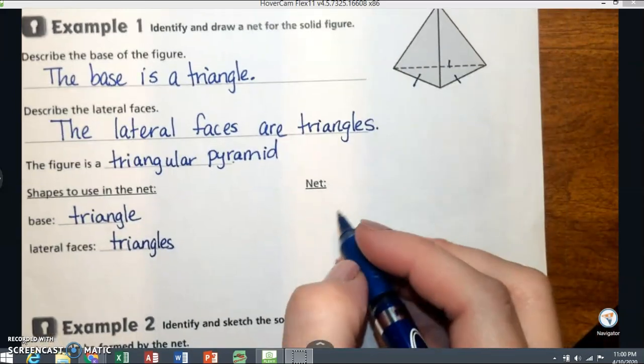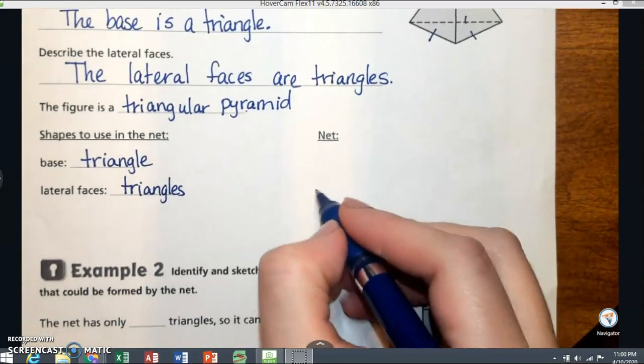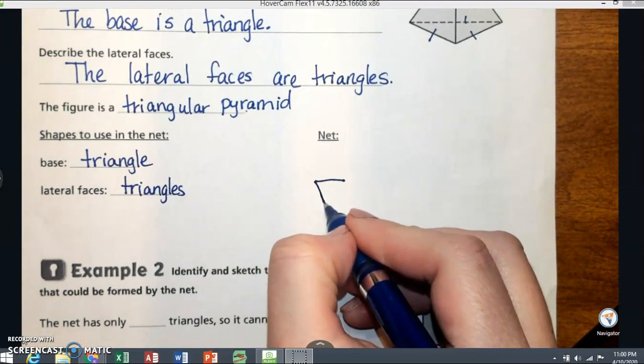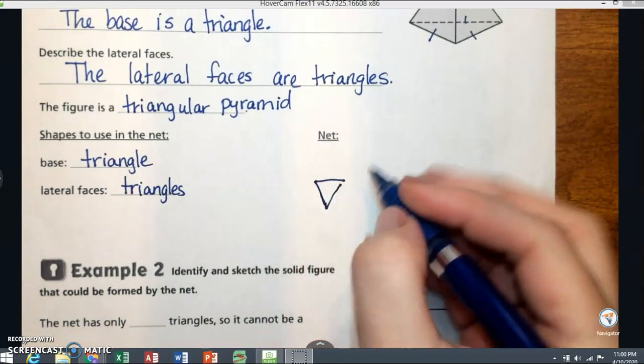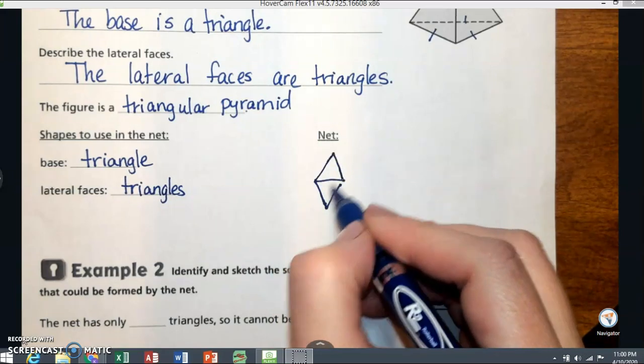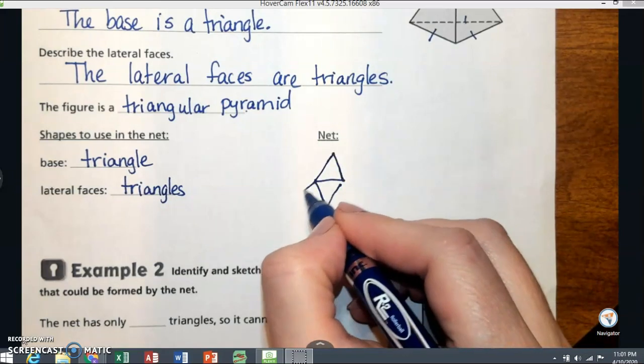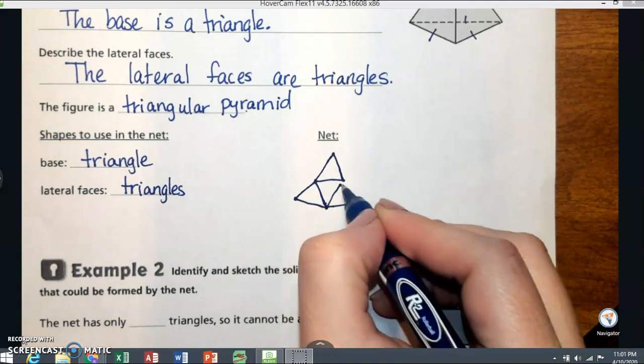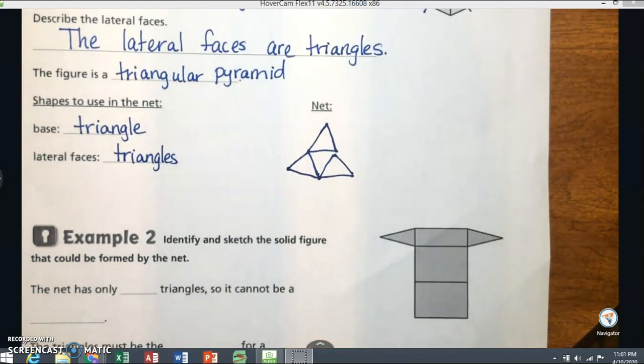So the way I'm going to draw this, and there's different ways you can draw nets, I'm going to start with a triangle in the middle. This is just the easiest way for me to do it. Then I'm going to draw triangles off to each side. And it's not the prettiest picture, but you get the idea of what the net would look like.